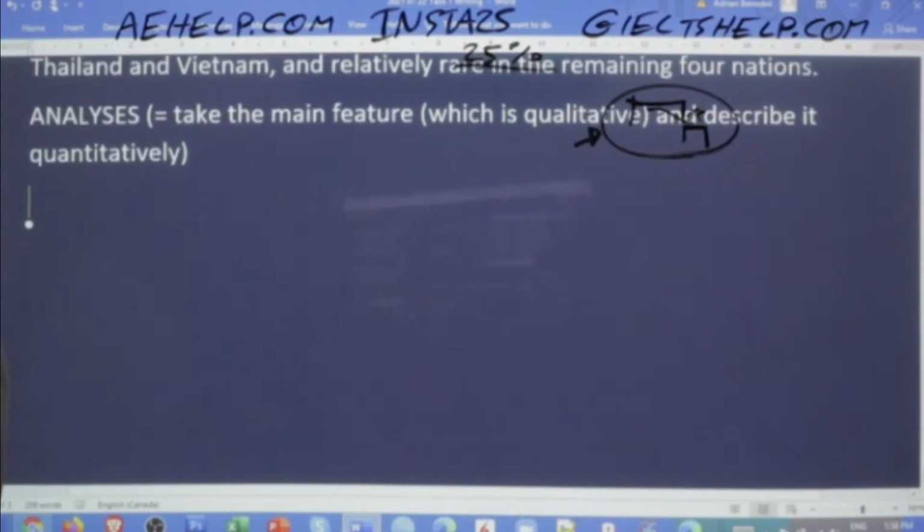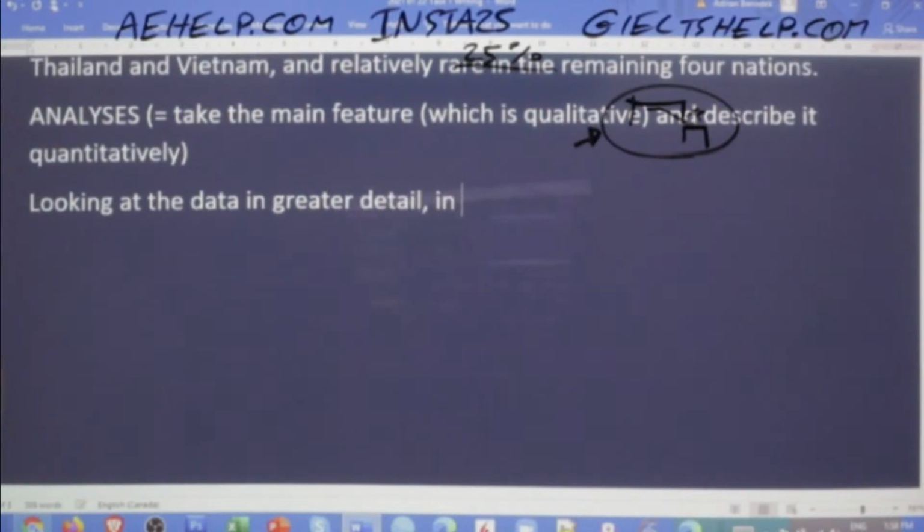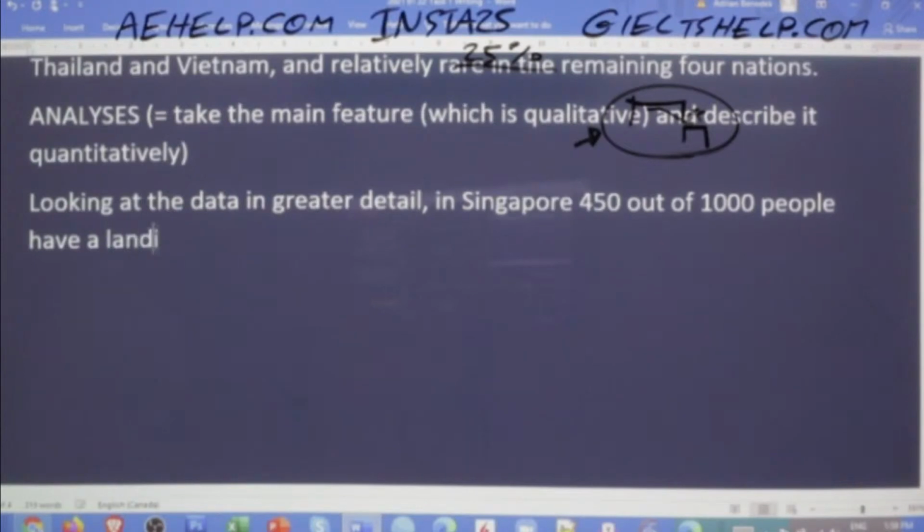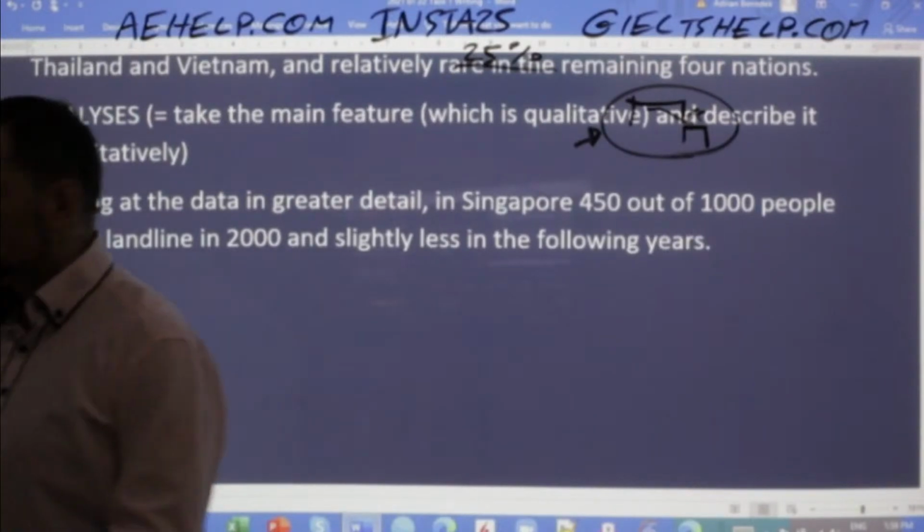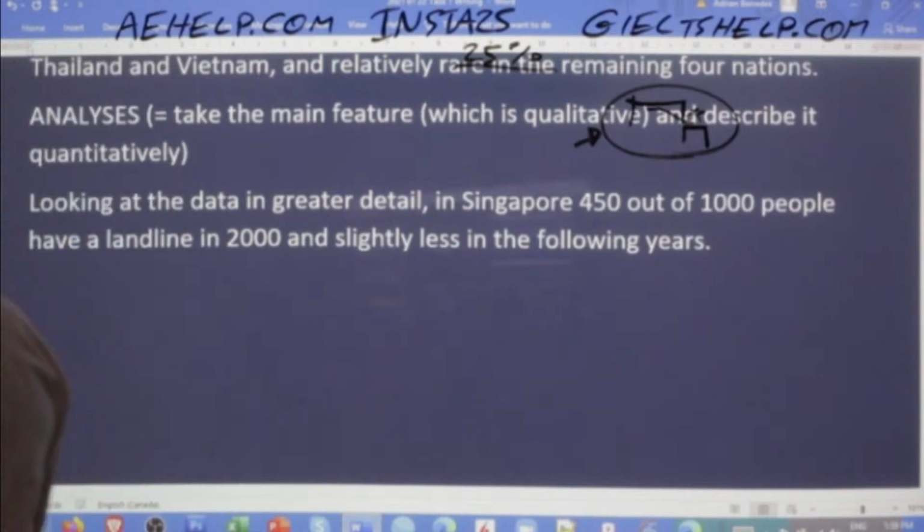Let me explain this to you a little bit like this. Here I could write, looking at the data in greater detail, in Singapore, 450 out of 1,000 people have a landline in 2000 and slightly less in the following years. Okay, so I could do it like that. This would be like a band 7.5.